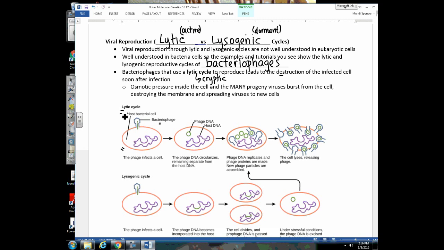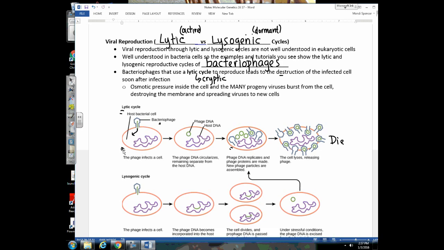So we have genetic information being injected into the bacteria cell. We can see that this cell is immediately starting to make new viruses using that viral genetic information. And then we see that the cell is going to die whenever the viruses burst through the cell membrane. So if this is what happens to a bacteria cell after infection by a bacteriophage, then we say that that virus was in the lytic cycle.